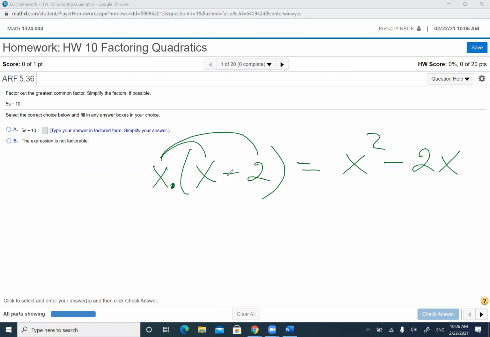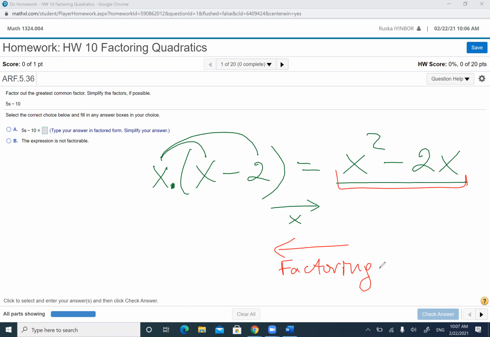So multiplying, distributing, you're going to get this, right? When you go this way, it's called multiplying or distributing. Now, if I go back like this, if I give you this and I ask you to factor, it's called factoring. Okay? And factoring means looking at this and seeing what they have in common. Both of those have x's, right? So I can pull out one x, and you write down what is left.